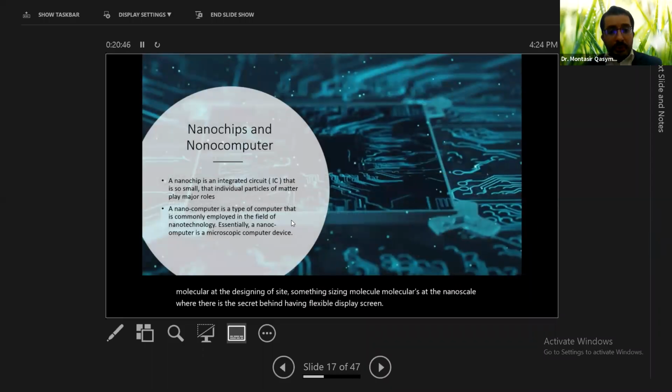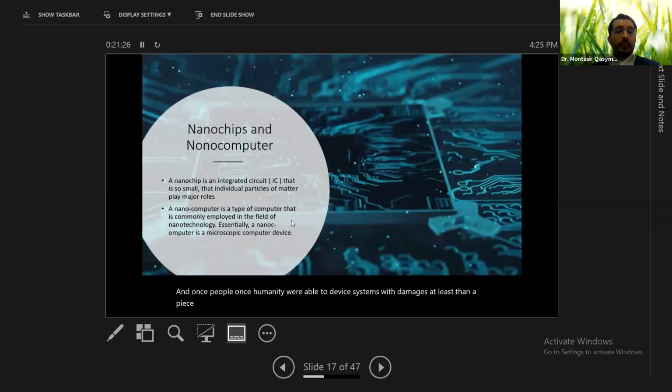Now, nanochips and nanocomputers, we already said that, but it's good to emphasize it again. Thanks to the unprecedented properties of nanomaterials, we can design nanochips and nanocomputers. Nanocomputers could be as small as a piece of salt and process information at a speed higher than today's computers. Imagine how powerful that tool is.